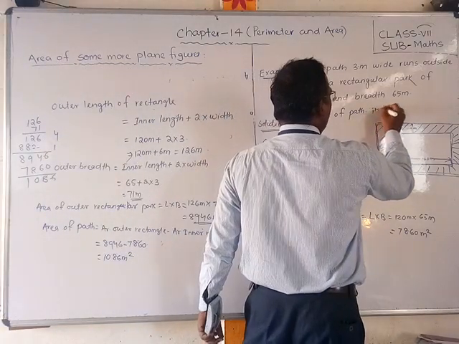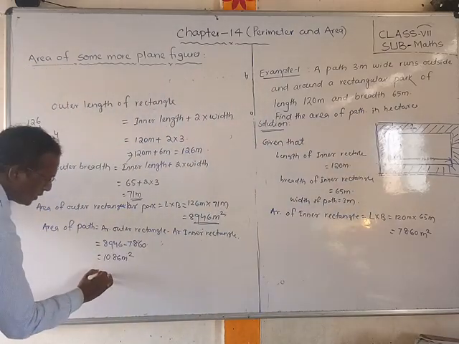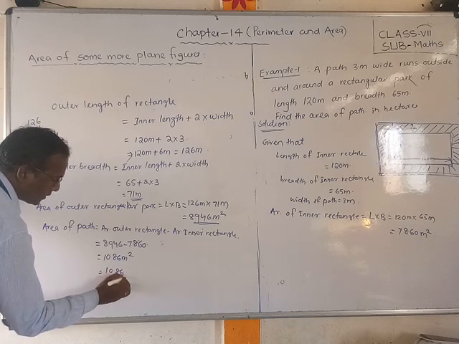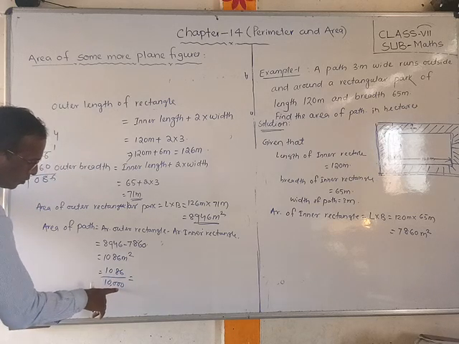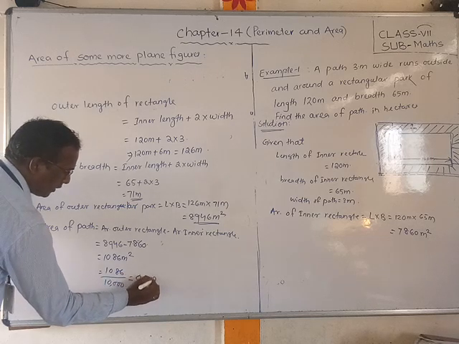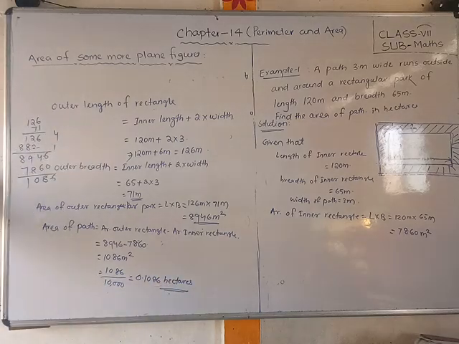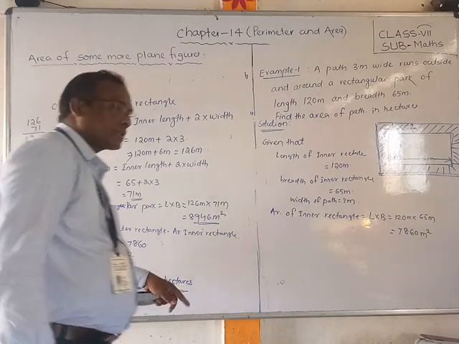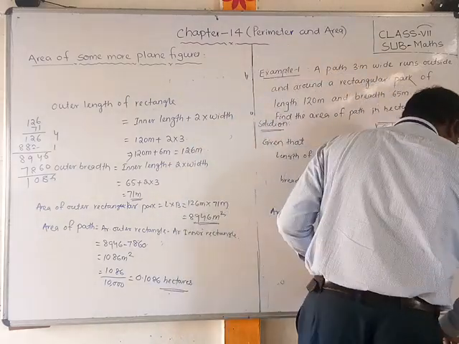If you want to convert it to hectares, since it is given to find the area of the path in hectares, we use 1 hectare is equal to 10,000 square meter. So dividing 1,086 by 10,000, we get 0.1086 hectares. Okay, so hence the area of the path is equal to 0.1086 hectares. I hope you have understood.